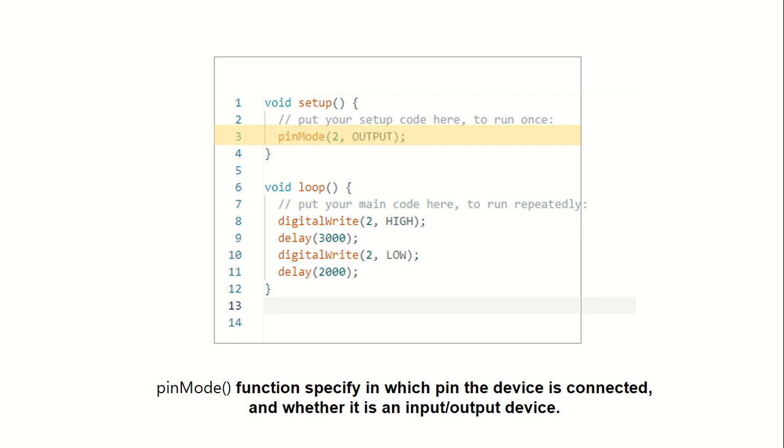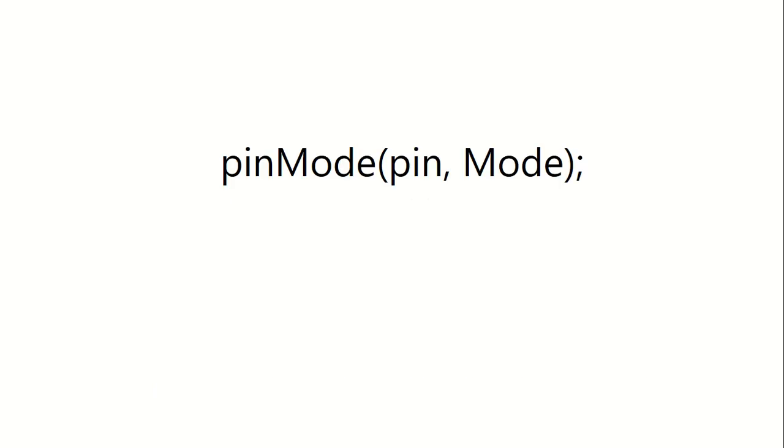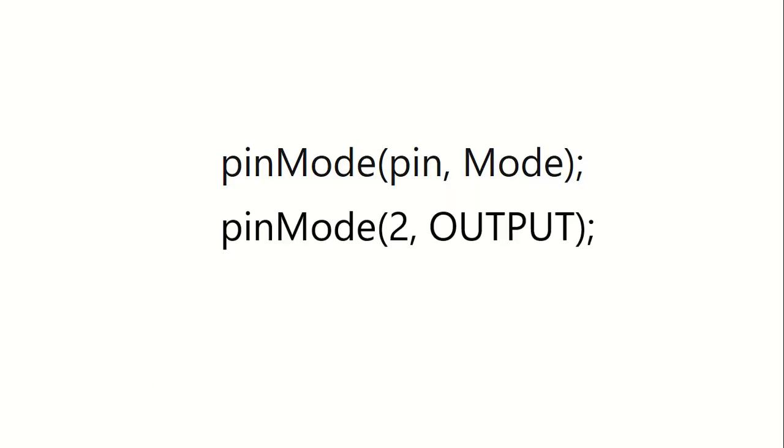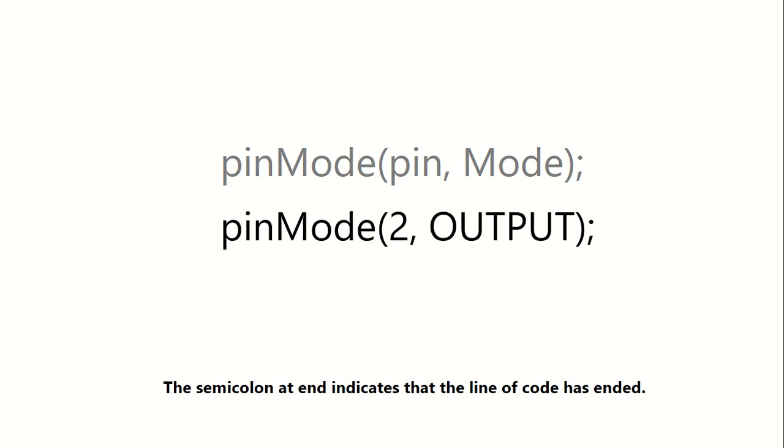The function pinMode requires two parameters, which you can see inside the parentheses, separated with a comma. The first parameter asks which Arduino pin number should be set as an input or an output, and the second parameter asks what mode to set it to. Since the LED is connected to pin 2 and will produce a digital output, the line of code was written this way.